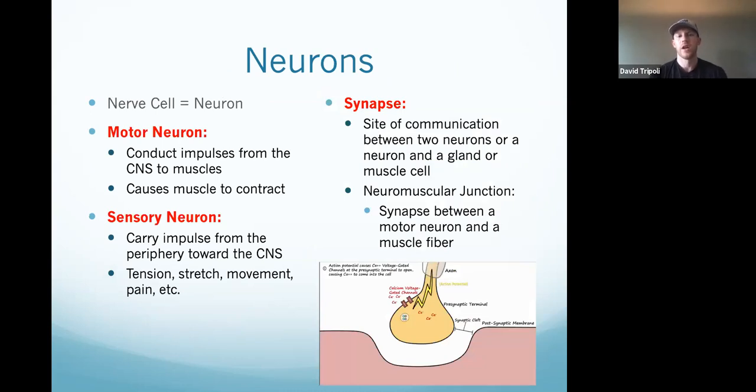Again, a nerve cell is called a neuron. So again, don't be freaked out by that terminology. A motor neuron is, again, a movement neuron. So neurons specific for helping muscles contract. Sensory neurons are what's going to look at things like tension and stretching, movement, pain. There are different types of neurons there.